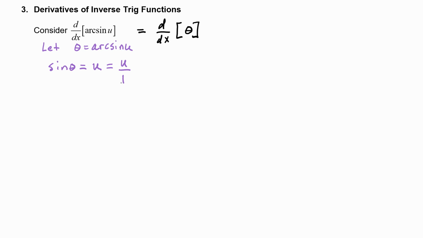And now we can draw a picture. Here's theta. Get our right angle in there. If the sine of theta is u, that means the opposite leg is u, the hypotenuse is 1, and the adjacent leg would be the square root of 1 minus u squared. Now we're trying to find the derivative with respect to x of theta, or we could call this d theta dx.